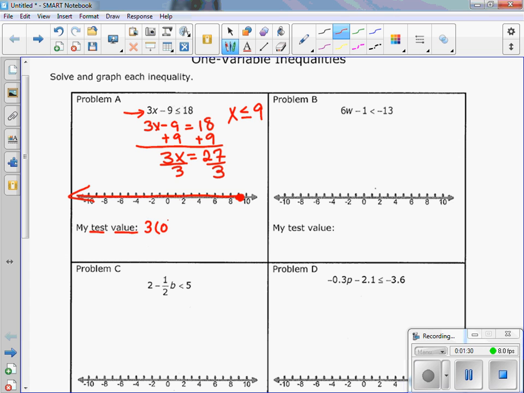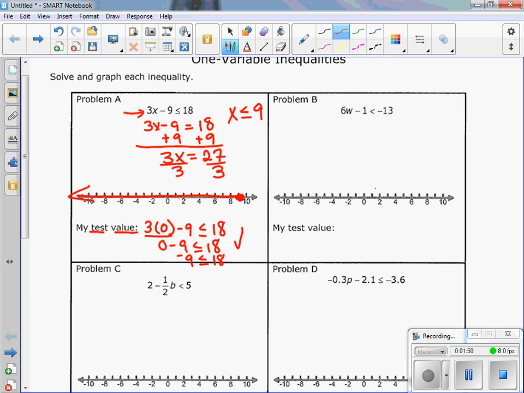3 times 0 minus 9 should be less than or equal to 18. 3 times 0 is 0. 0 minus 9 is negative 9. Is negative 9 less than or equal to 18? Yes.